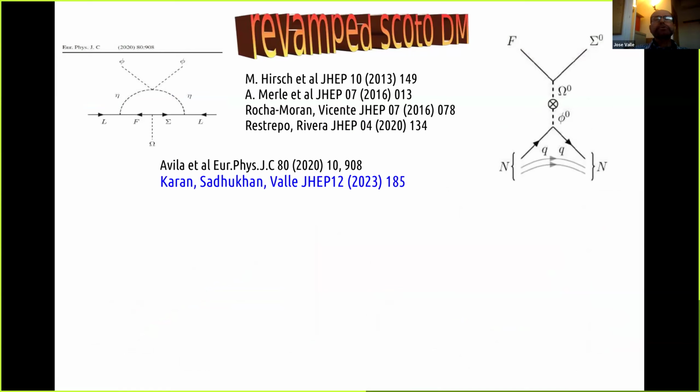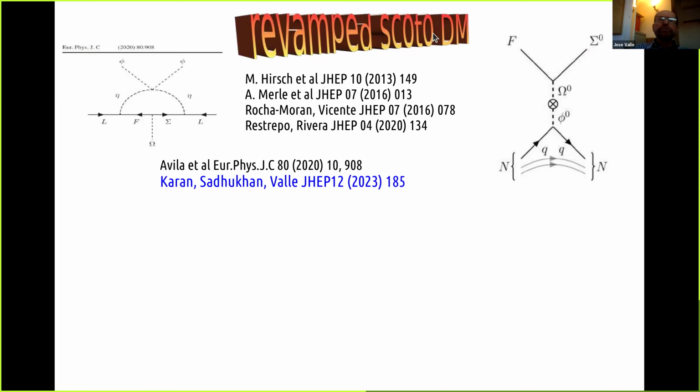Now I go back to the scotogenic model as proposed by Ernest Ma and by Tao. They proposed a really beautiful idea, these guys. They definitely have the credit for that. Unfortunately, though, the model proposed is not fully satisfactory. And for that reason, people have revamped the construction to make it satisfactory.